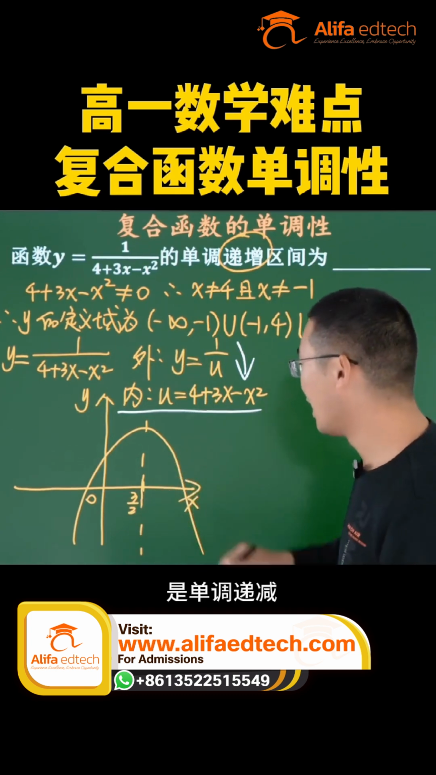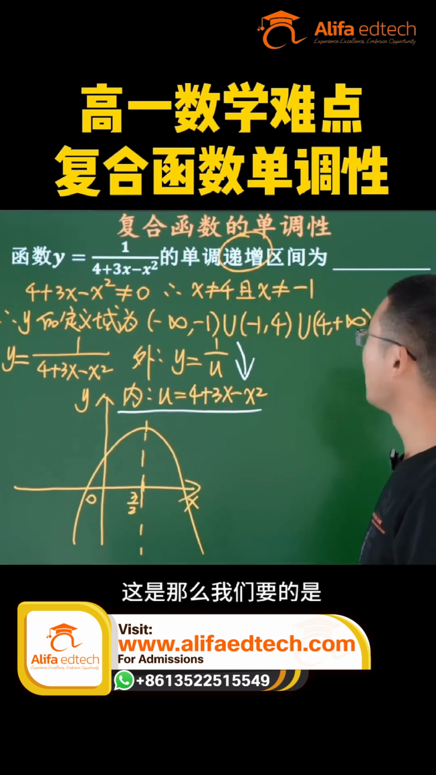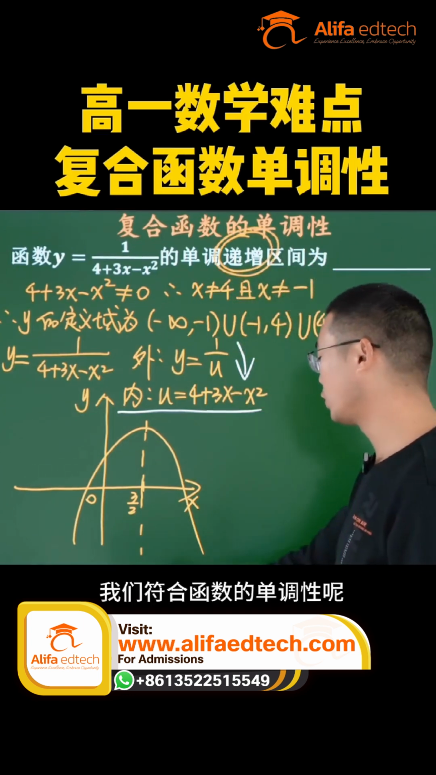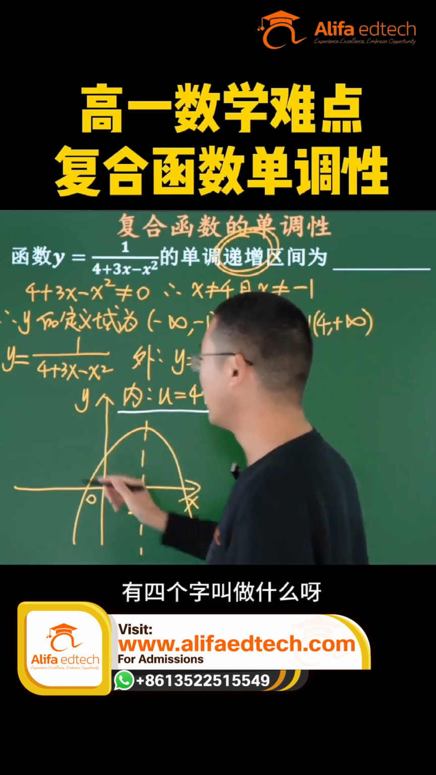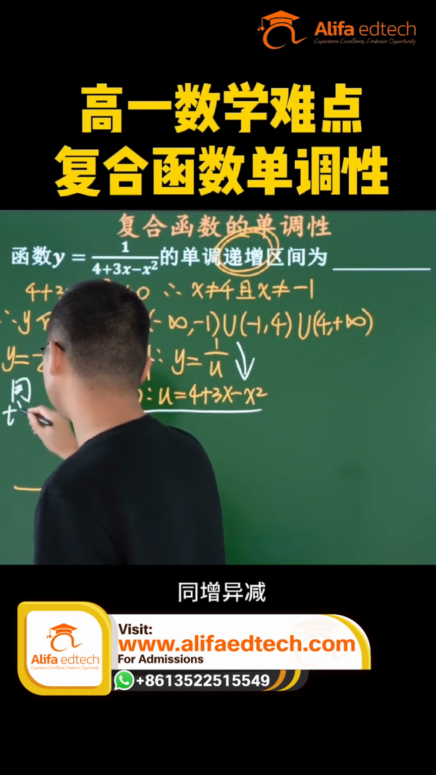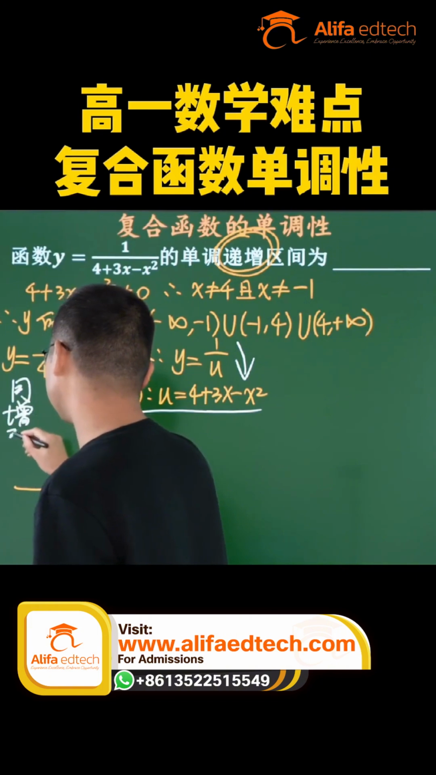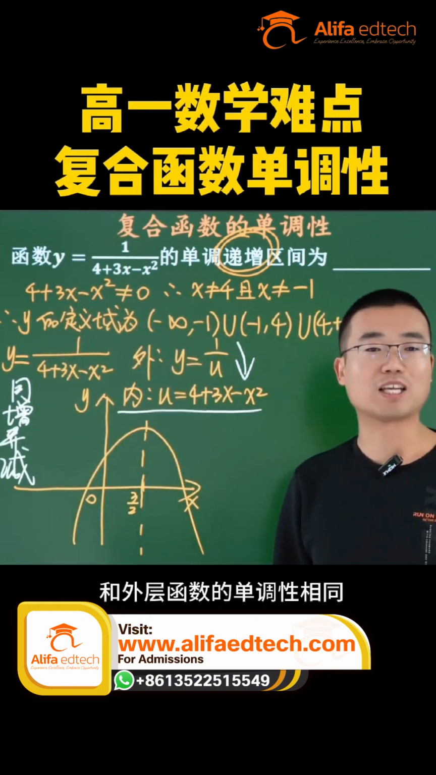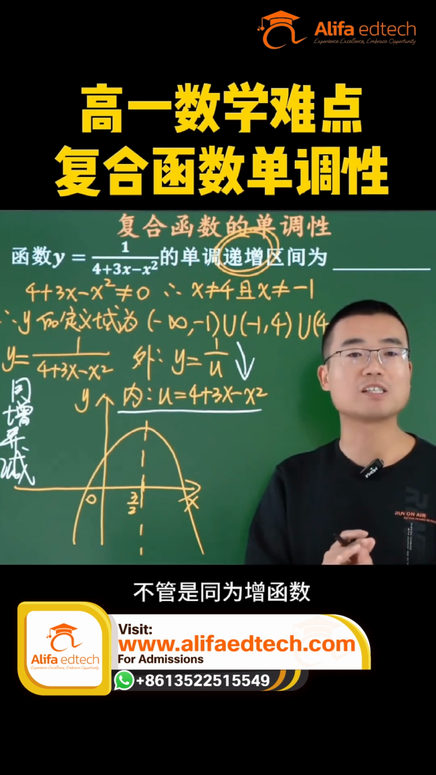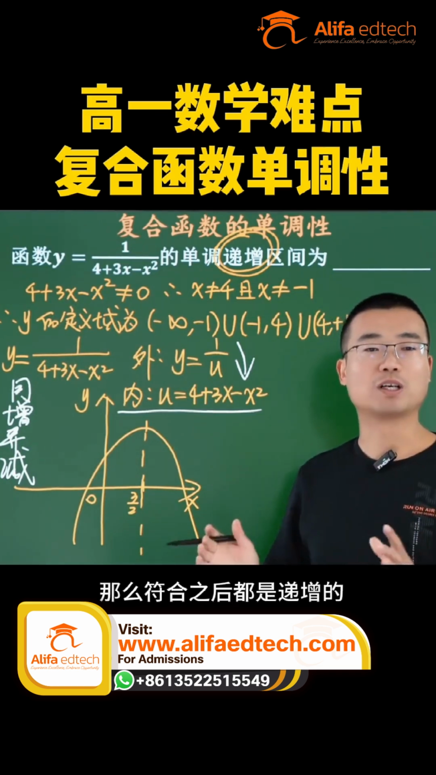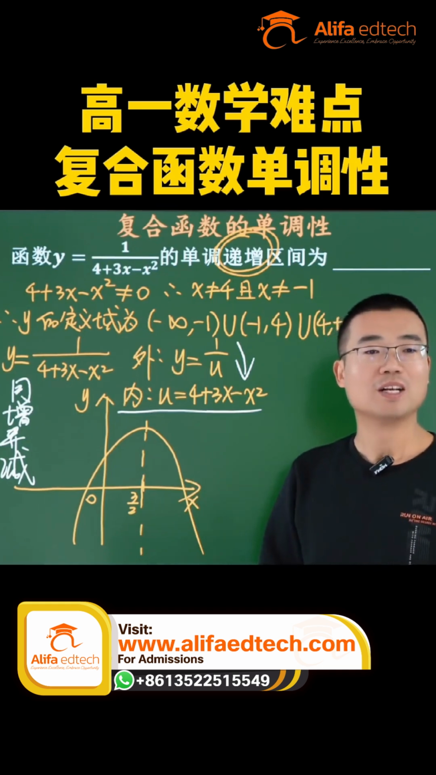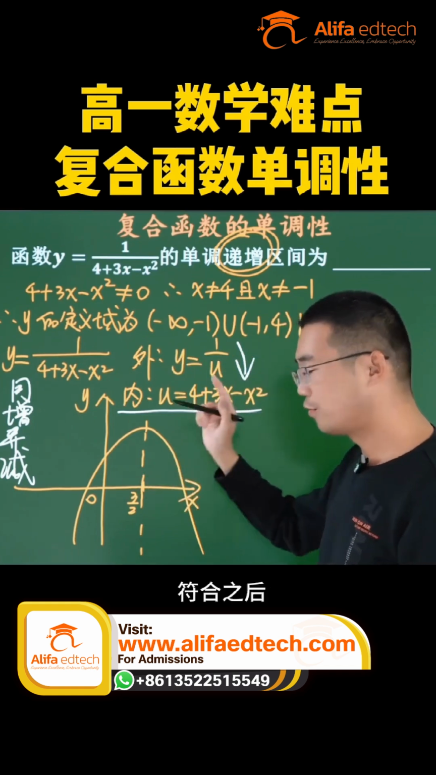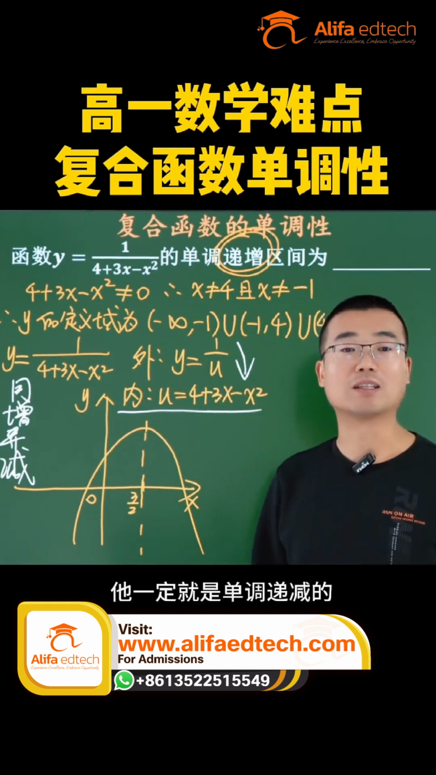That's how it works. So what we need is for the composition to be increasing. Does our composite function maintain monotonicity? What's the four-character term for this? Same increase, opposite decrease. What does that mean? If inner and outer functions have the same monotonicity, whether both increasing or both decreasing, then the composition is always increasing. If inner and outer functions have opposite monotonicity, the composition must be monotonically decreasing, right?